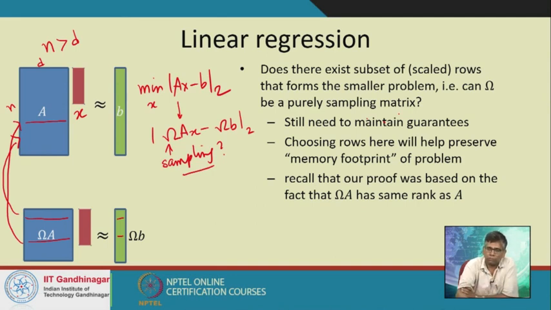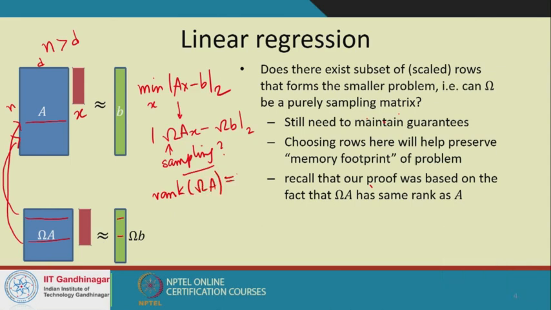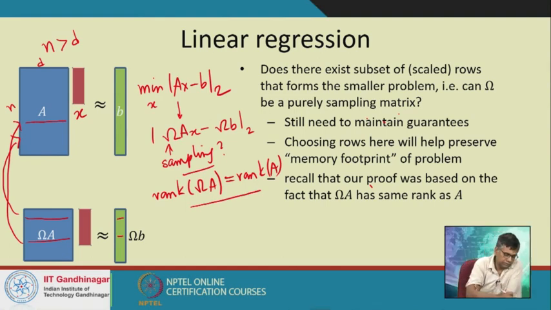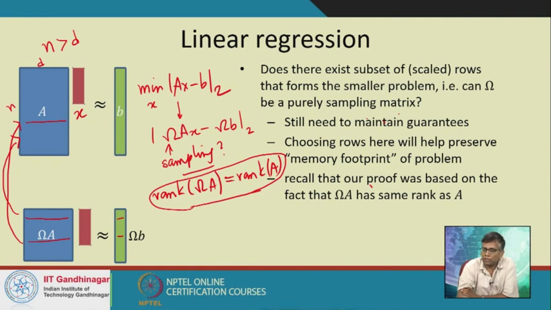Because remember, what was the property that we needed out of omega? We needed the fact that the rank of omega A is really equal to the rank of A. In fact, we needed a little bit stronger than this. What we needed was that omega preserves the singular value structure of U, the left singular vectors of A. Okay, but let us even forget that. Let us even look at the smaller constraint that we want the rank of omega A to equal the rank of A, and then it is not entirely clear that we can actually find such an omega.